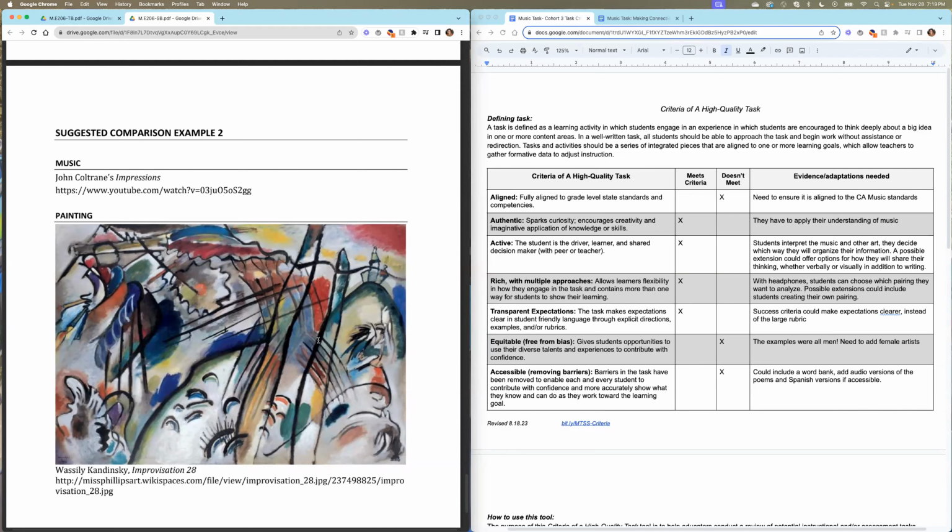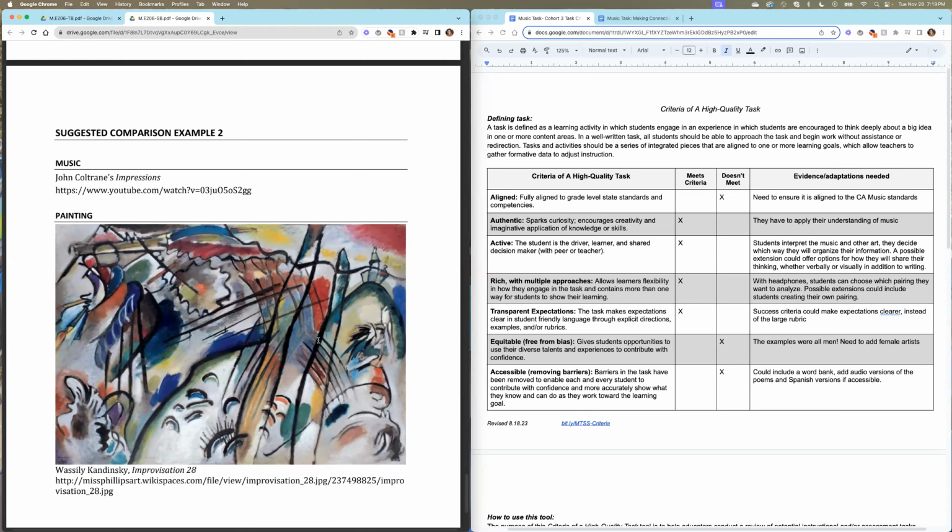With Rich with Multiple Approaches, I thought if students all, assuming they have headphones and their own device, you could give them a selection of which pairing they would prefer to write more about. And so that gives them more options. And then an extension, and this is not easy after having done it myself, but creating their own pairing of music and some other form of art.